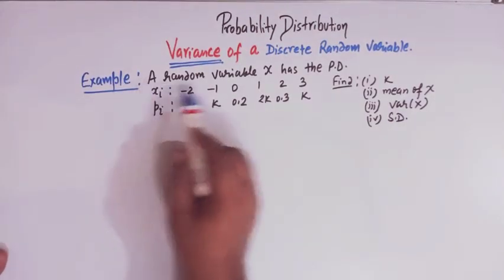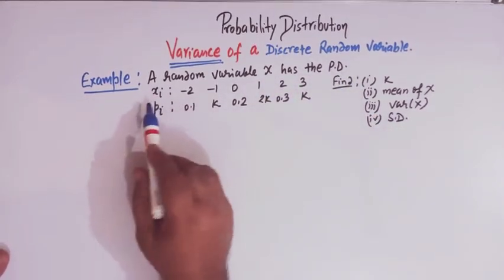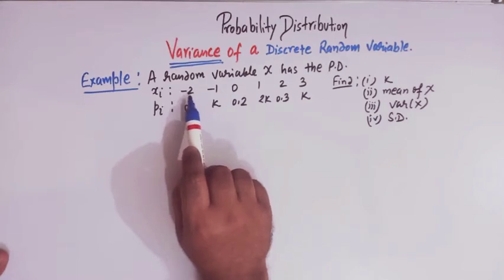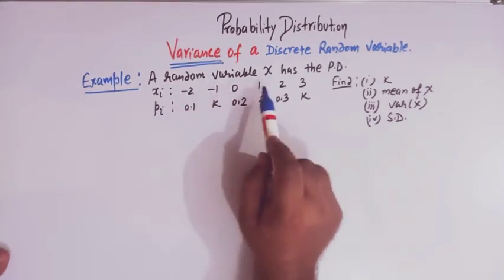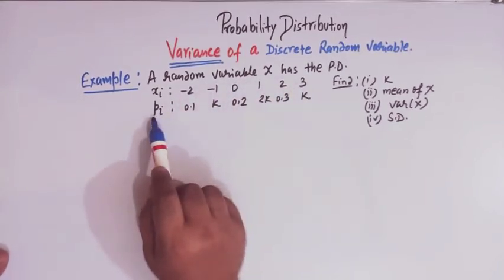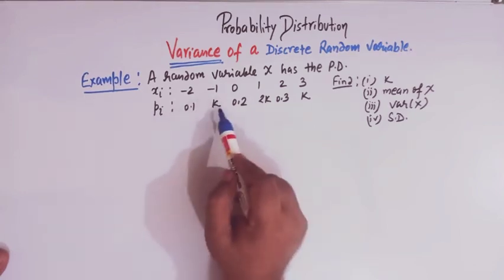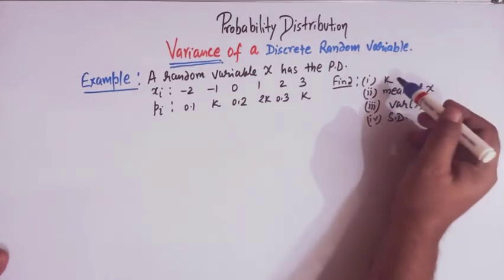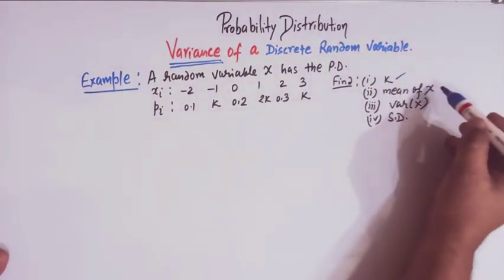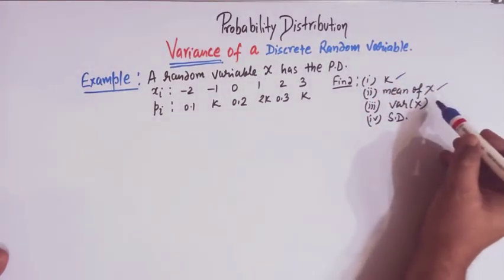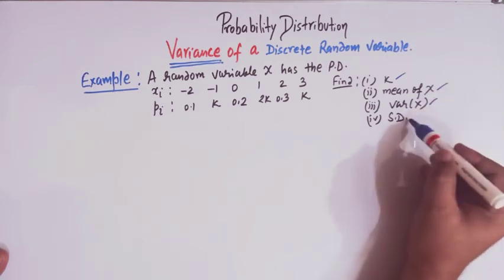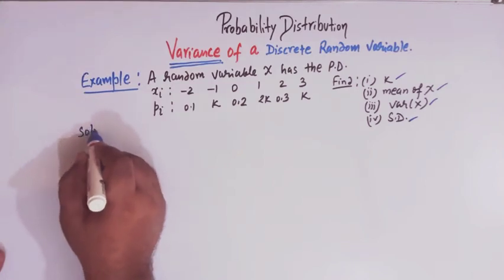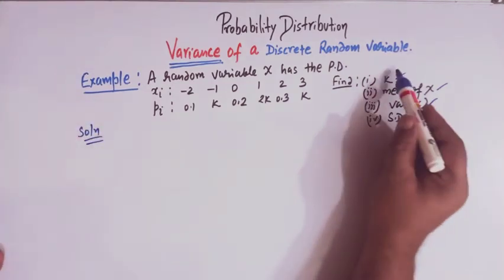Here a random variable x has the probability distribution. The random variable takes the values -2, -1, 0, 1, 2, 3, and the corresponding probabilities are 0.1, k, 0.2, 2k, 0.3, and k. Here we have to find the value of k, the mean of x, the variance of x, and the standard deviation.